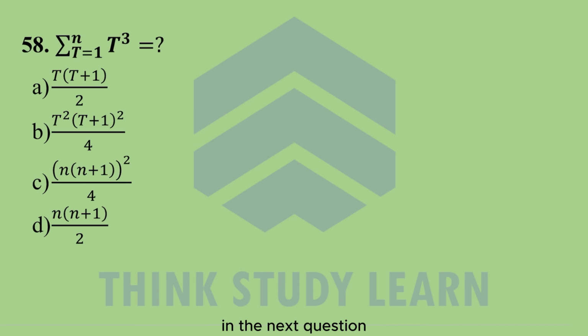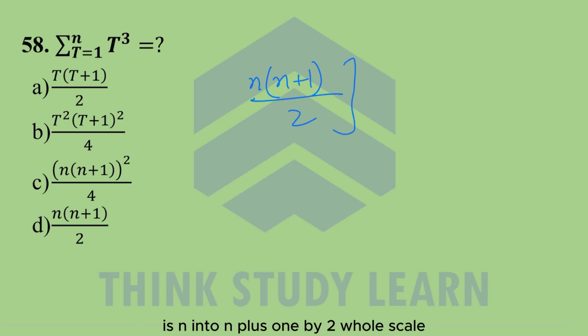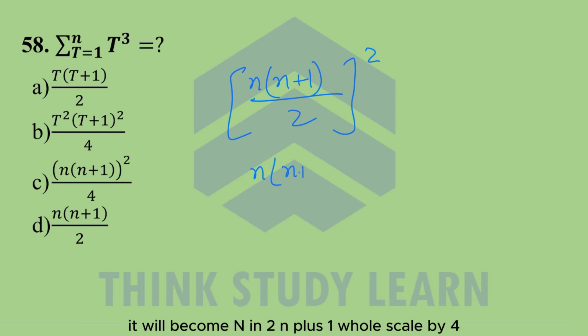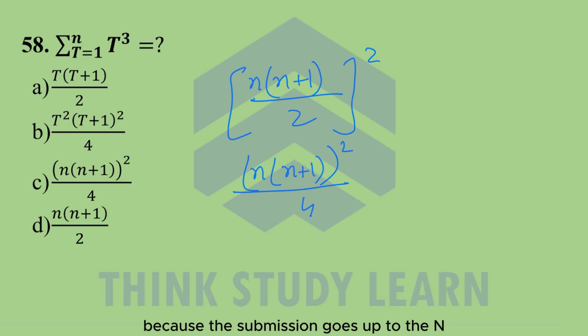In the next question, we have to find the sum of cubes of t up to n. We know the formula for the sum of cubes of numbers is n into n plus 1 by 2 whole square. Therefore, it will become n square into n plus 1 whole square by 4. Because the summation goes up to n, we will find the formula in terms of n. C option will be the right answer.